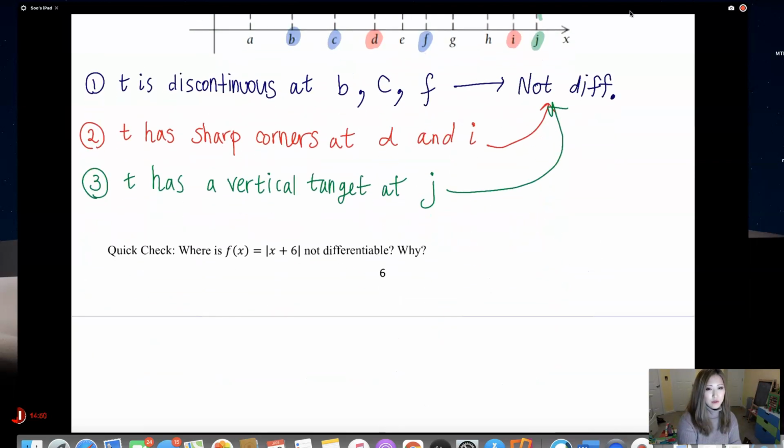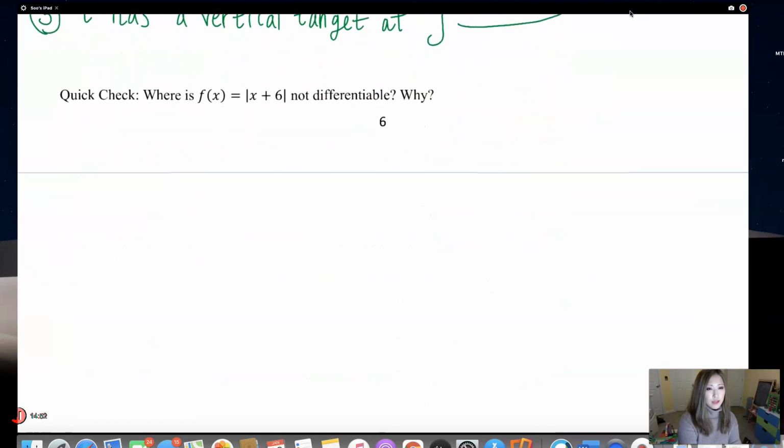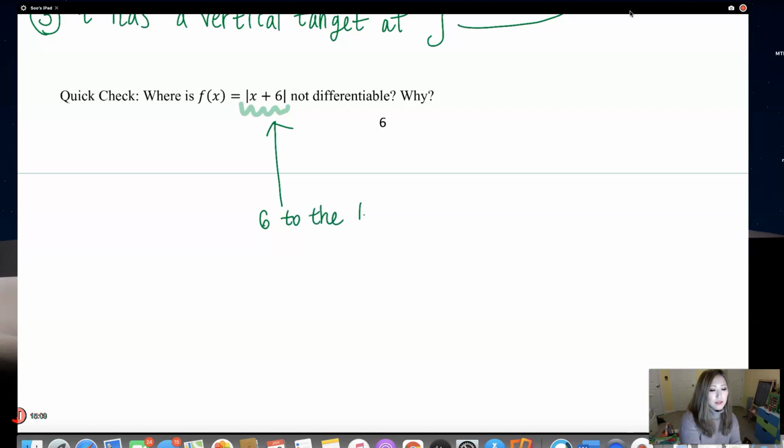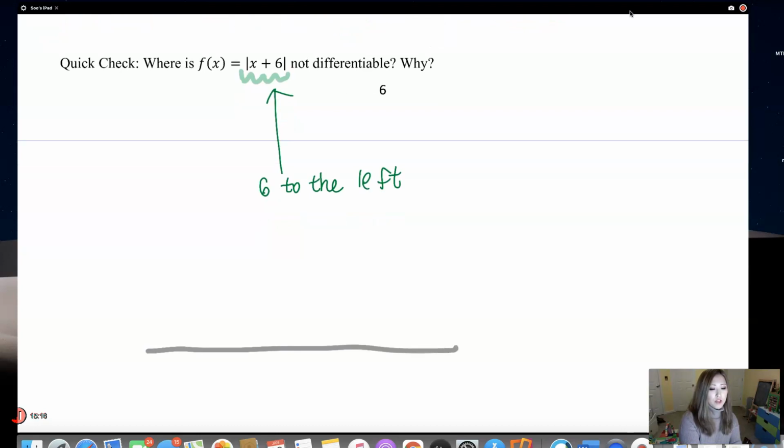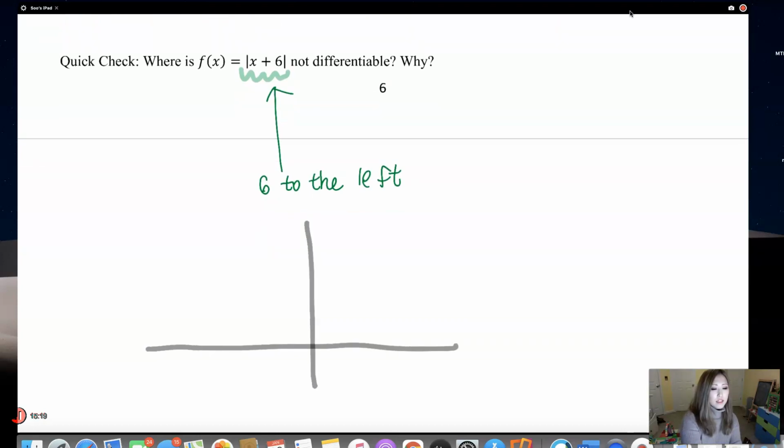Let's do the very last question, and that will be it for this week's online lecture. Quick check. Where is f of x equals absolute value of x plus 6 not differentiable? This is a horizontal translation. We're going to move 6 to the which direction? Left. Okay? I'm teaching Math 161, so I know what you guys learned already. So if I draw an XY axis, I need to go 1, 2, 3, 4, 5, 6 to the left.